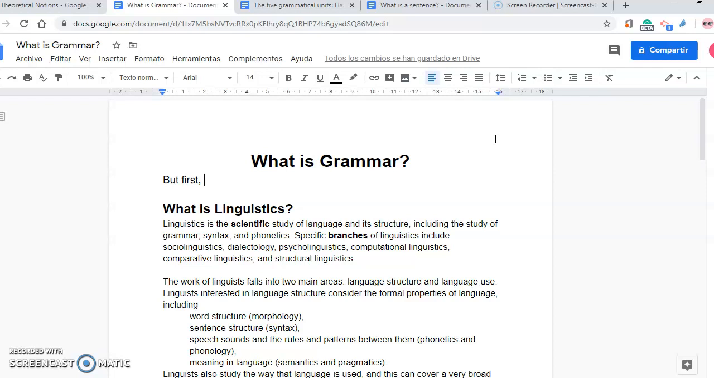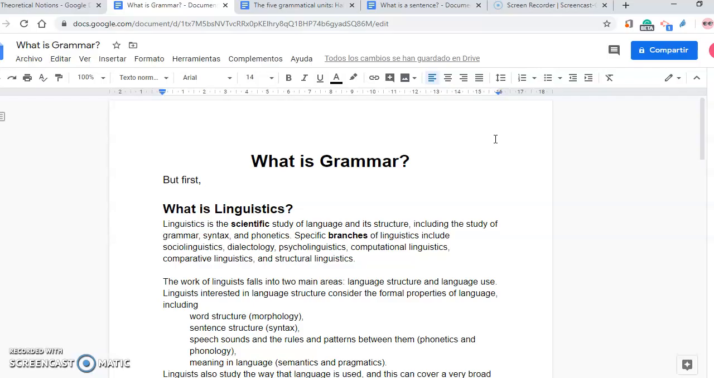These are subjects that you learn in your teacher training college, because in your teacher training college, you're learning to be English teachers, and English is a language. You have to be language teachers. There are specific branches of linguistics, and they include sociolinguistics, dialectology, psycholinguistics, computational linguistics, etc. There are many.